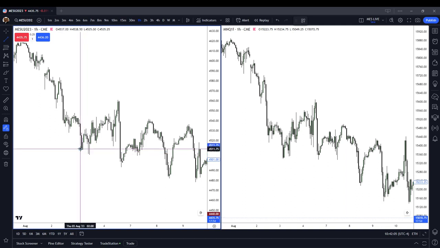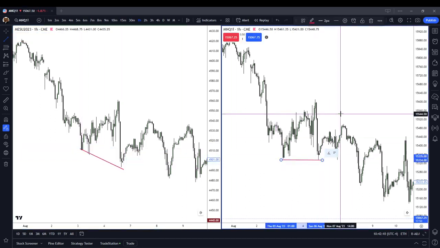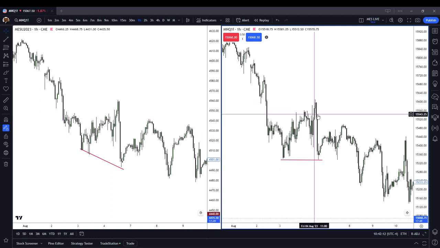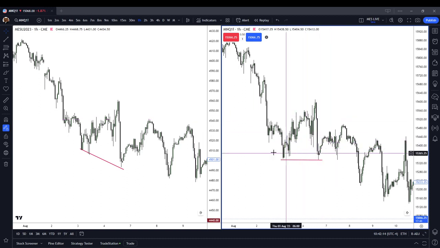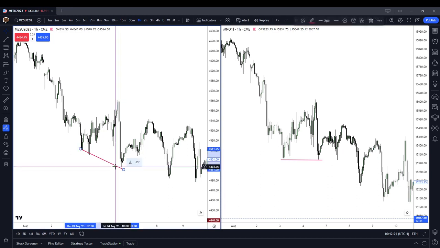Okay, here we had the micro ES make a lower low, whereas the NASDAQ did not make a lower low. Not a super strong divergence there. They basically moved in tandem. However, you could use that as a bullish divergence for the micro ES on the left.